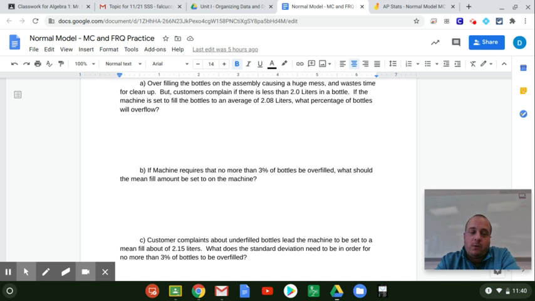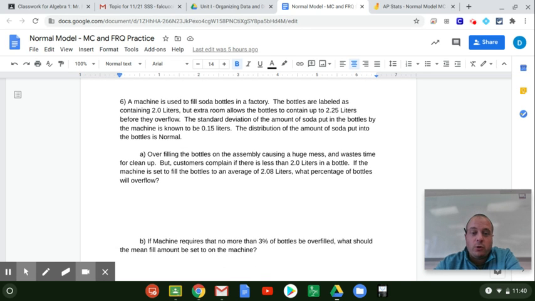Just want to finish going over this open response from earlier today that we got cut off with at the end of class. So we got part A done right here. So let's take a look at part B. It says if the machine requires no more than 3% of bottles to be overfilled, what should the mean fill amount be? So if we scroll up here, okay, we still know, right?